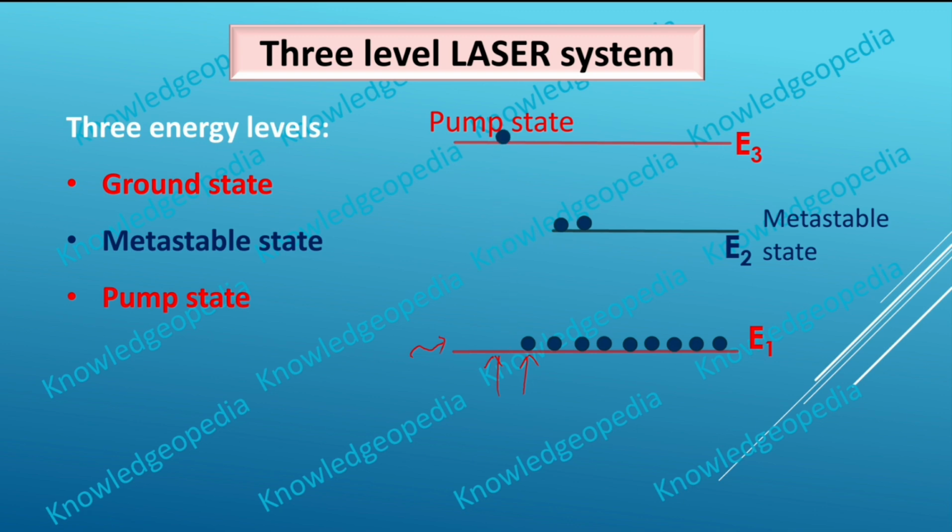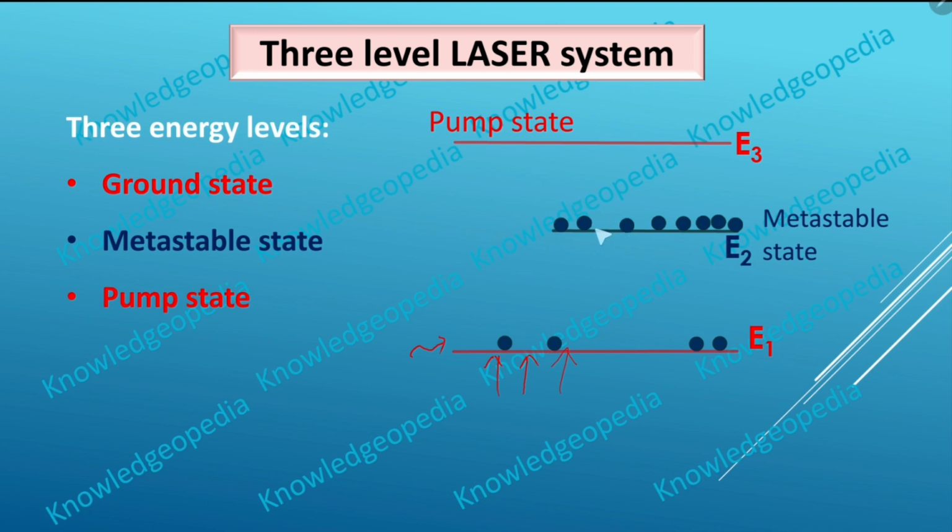Further, this one is moving to E3 and it is coming down to E1, and this is through spontaneous emission. Now some atoms will move to E2, and some will come down to E1. So these are the two alternatives available for these atoms. During this process, what happens? We are providing energy, atoms are moving to energy state E3, and they will either come down to E1 or move to E2.